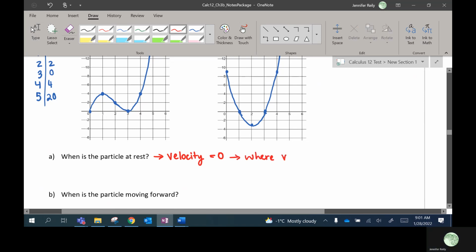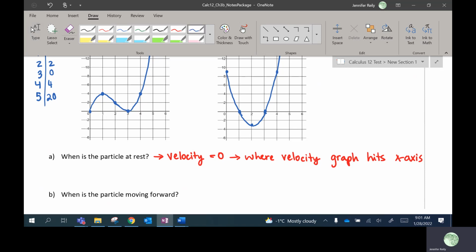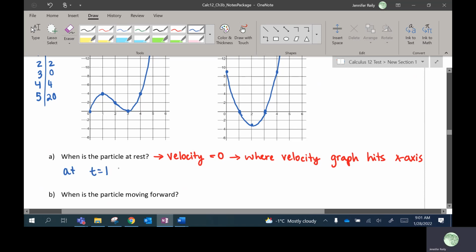Where the velocity graph hits the x-axis. The numbers along the y-axis tell you what the velocity is at any given time. When you're at 0, that means you have 0 velocity, so you're at rest. We can see this happens twice to the particle, at 1 second and at 3 seconds. Typically at these points, the particle would be changing directions. So at t equals 1 and t equals 3.